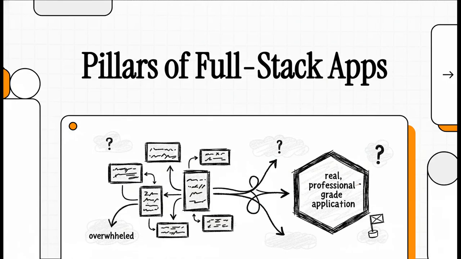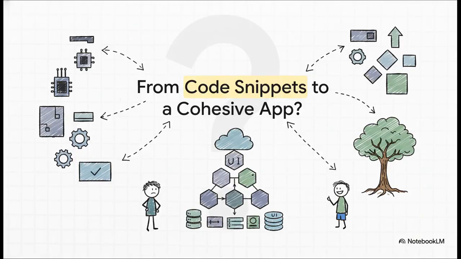All right, so you're a developer. We've all been there, right? You've got a bunch of different code snippets, they all work on their own, but then you hit that wall. How do you actually stitch all these pieces together into a real, professional app that doesn't fall apart? It's a huge jump, and honestly, it can feel a little daunting. So how do you make that leap?